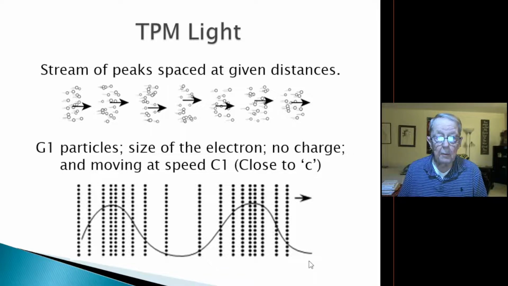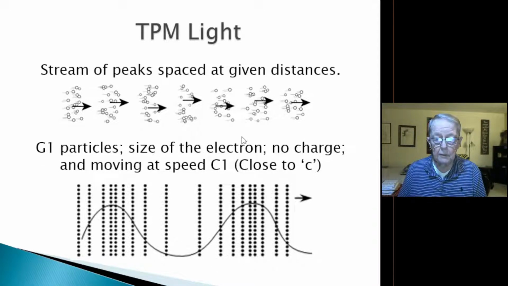Well, the TPM light, yes, that's a stream of peaks spaced at given distances. So here's a peak, and there's a wavelength between the two peaks. Could be any color light here, a steady stream.